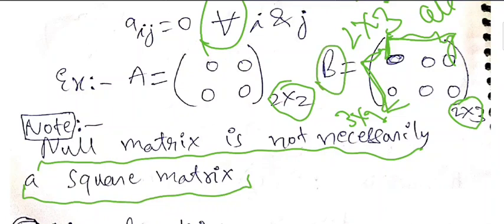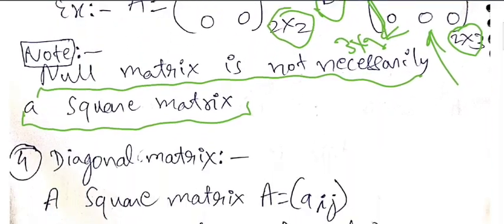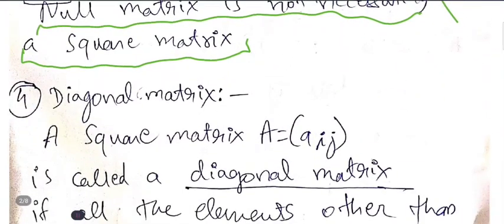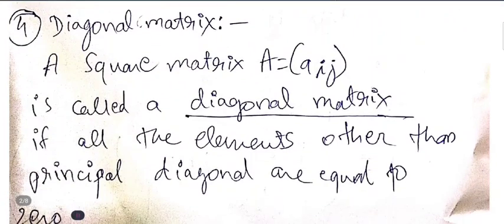The matrix B is not a square matrix, yet it is a null matrix. Matrix B is a rectangular matrix, yet it is a null matrix, right? So a null matrix is not necessarily a square matrix. Just remember this and note it down in your notebook. Now what does it mean by diagonal matrix? A square matrix A equal to aij is called a diagonal matrix.